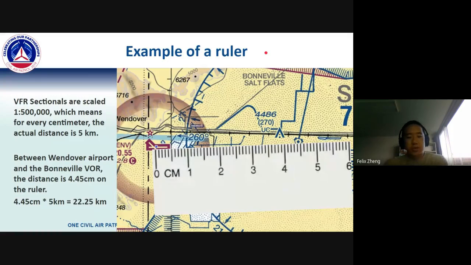So here is a ruler in action. We know that this VFR sectional is scaled at 1 to 500,000, which means that for every centimeter, the actual distance is 5 kilometers. If we want to find the distance between Wendover Airport and the Bonneville VOR, we see that it's about 4.45 centimeters on the ruler, and every centimeter being 5 kilometers, we multiply those two together and we get 22.25 kilometers for the distance between the center of Wendover Airport and the Bonneville VOR.